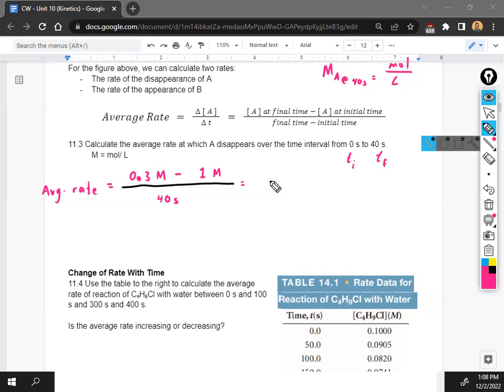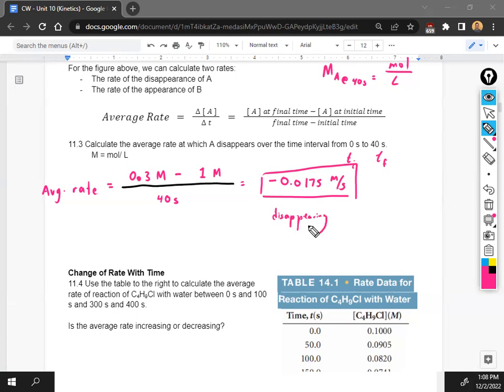All right, so for your answer, you guys should get negative 0.0175 molarities per second. And since the rate is a negative number, that means it's losing 0.0175 molarities per second. So this is the same thing as A disappearing. If you know that a compound's molarity is going down, then it should be a negative number. And if you know that something is being produced, it's going to be a positive number. Just make sure you guys keep that in mind.